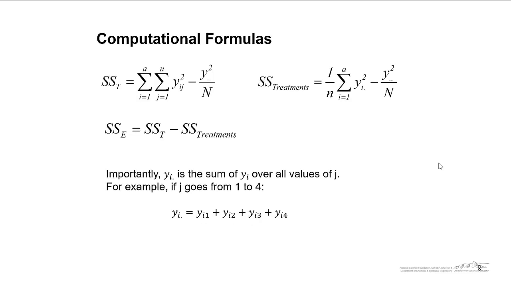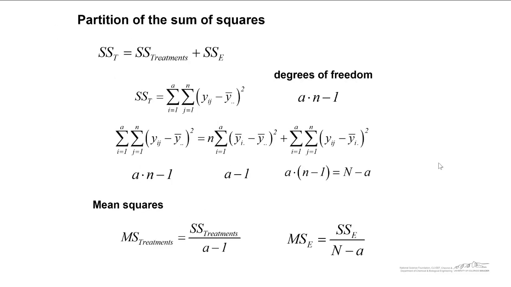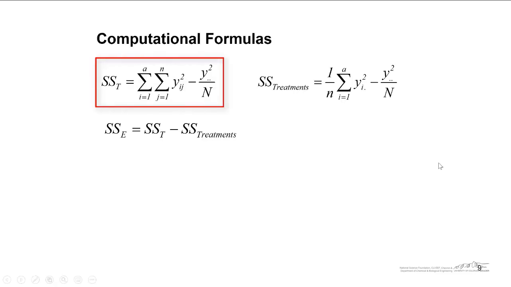So let's go ahead and do this for an example. I've got some computational formulas here, by the way. We can simplify SST and SS treatments. You see that these are a little bit different than what I showed earlier on this slide. For example, instead of having Yij minus Y dot dot bar squared for SST, there's a slightly more computationally friendly form of that that's shown here. We can just take the sum of Yij squared, and then outside the summation, Y dot dot squared divided by capital N.